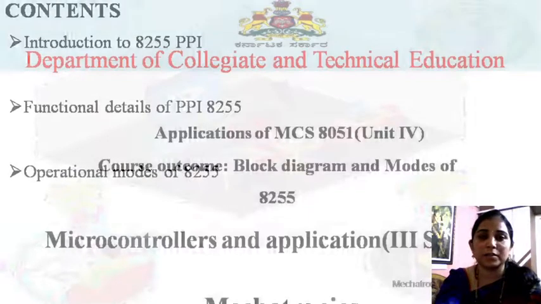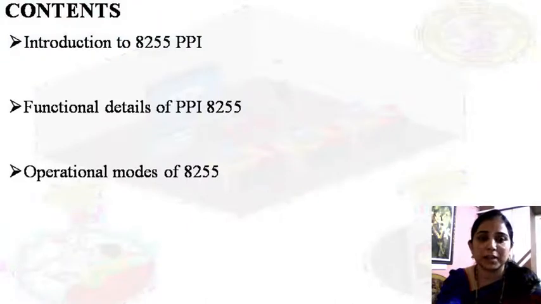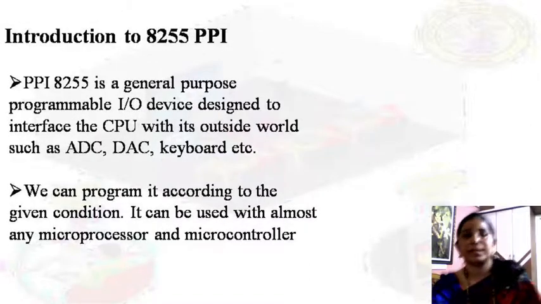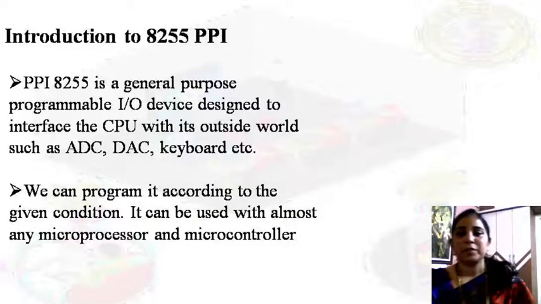The topics covered in today's session are introduction to 8255 PPI, functional details of 8255 PPI, and operational modes in 8255 PPI. Let's see all these topics in detail. Introduction to 8255 PPI.